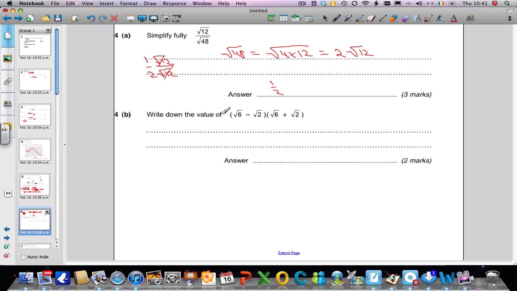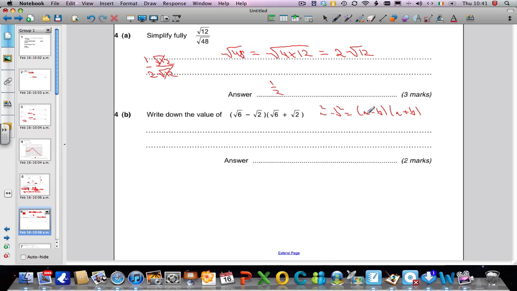This one we're asked to expand and simplify, or to write down the value basically. You can multiply everything out. I'm not going to bother to do that. I'm actually going to use a little trick. I can see that we have a negative sign here and a positive sign here, so we can use the fact that the difference of two squares, a squared minus b squared, equals a minus b times a plus b.